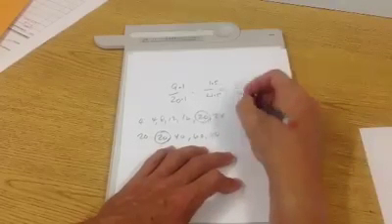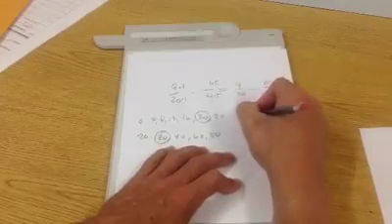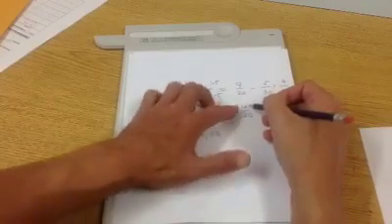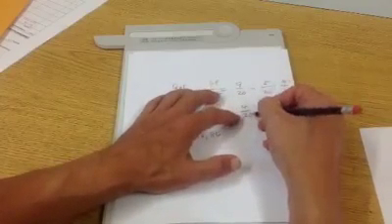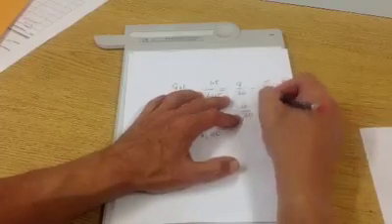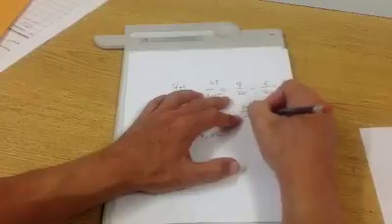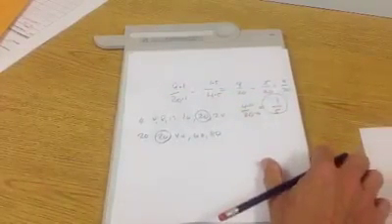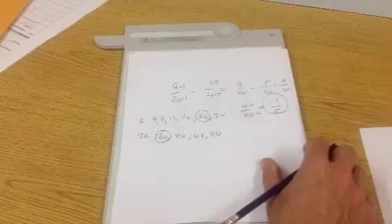So now I have 4/20. I want to simplify by finding one number that goes evenly into the numerator and denominator, and that would be 4. So I divide both by 4, and I get 1/5. So the answer is 1/5.